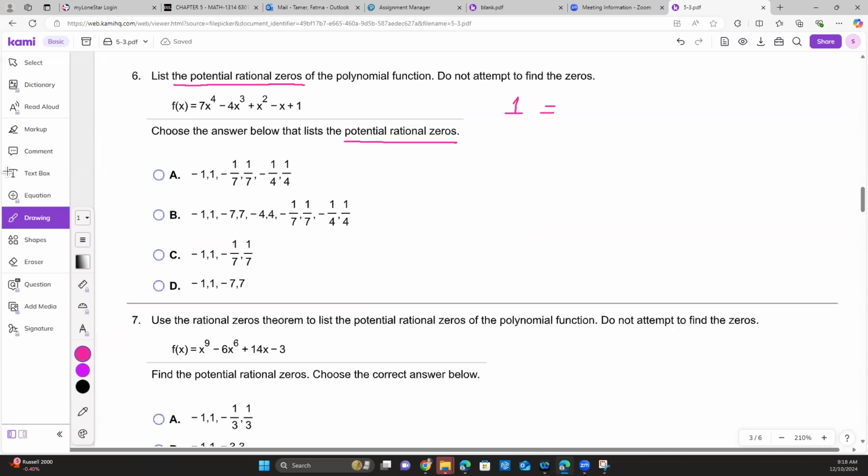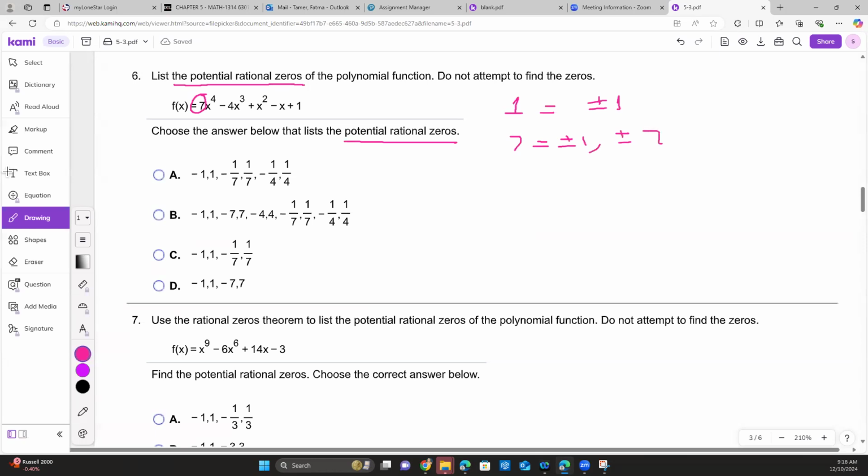And then we're going to find the factors of 1. I can divide 1 by 1 only. This is the only number I can divide the 1 by. The factors of 1 are +1 or -1. Then we have to find the leading coefficient, which is the number in front of the greatest term. So 7 is the leading coefficient, and the factors of 7 are 1 and 7. So I can divide the 7 by 1, and I can divide the 7 by 7.